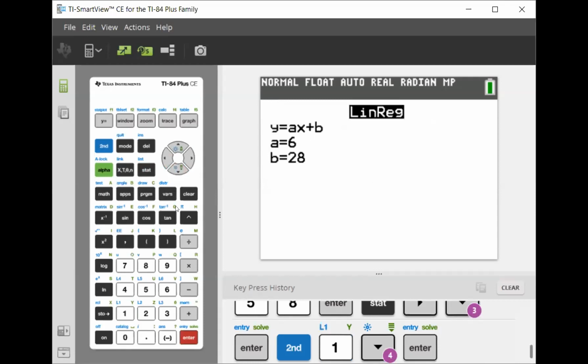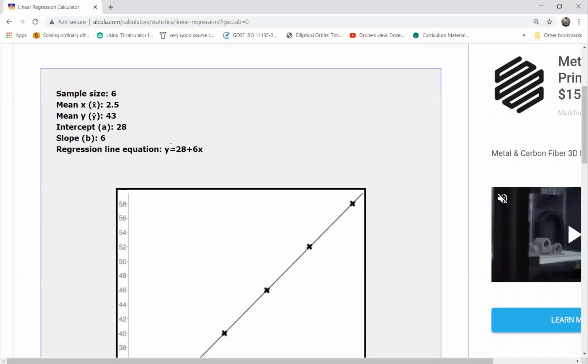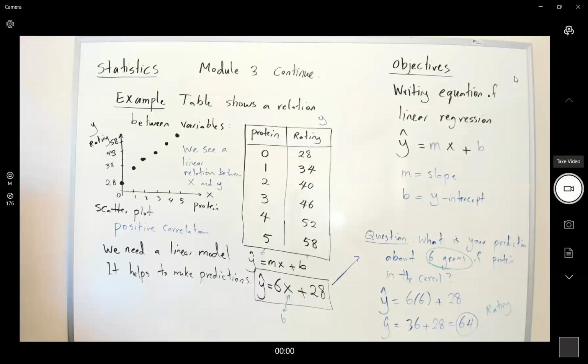Excellent. Do you see? y equals ax plus b. What is a? a is 6. And what is b? b is 28. It is exactly the same formula that we found using the Alcula website. Take a look at your Alcula: 6x plus 28, or 28 plus 6x.